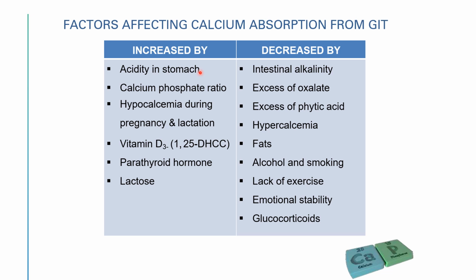Acidity causes increased absorption, alkalinity causes decreased absorption. Excess of oxalate and phytic acids, hypercalcemia, and also lipids or fats in the diet decrease the absorption of calcium. Alcohol, smoking and lack of exercise decrease absorption. Emotional stability and glucocorticoids decrease the absorption of calcium from the GIT.